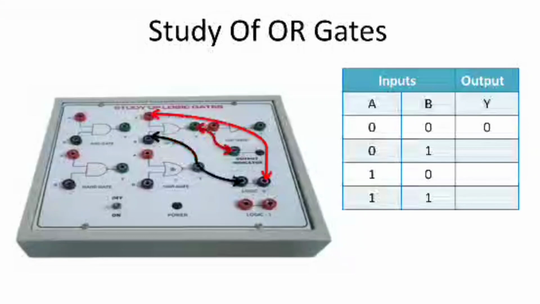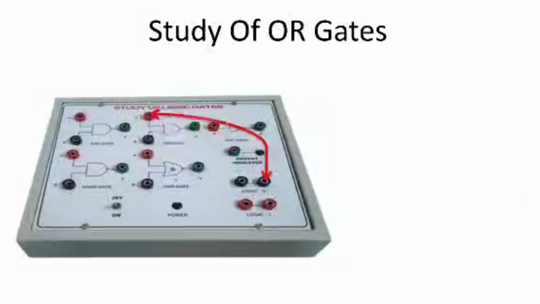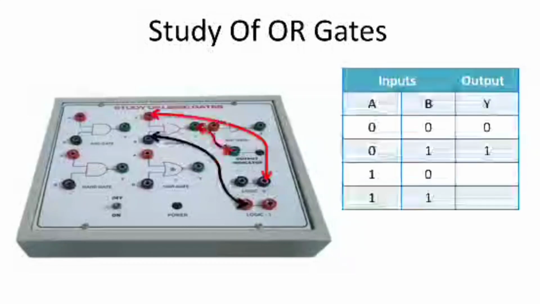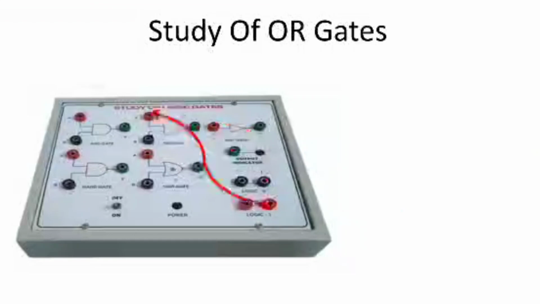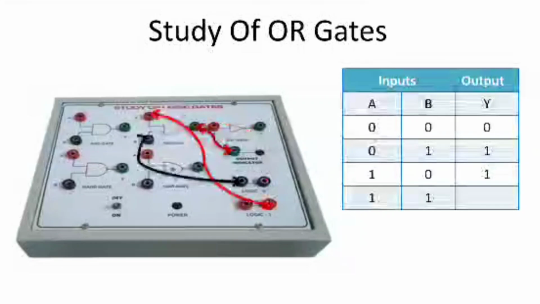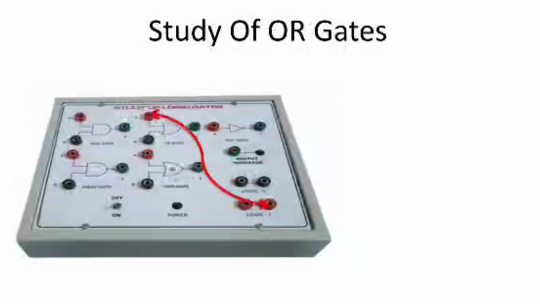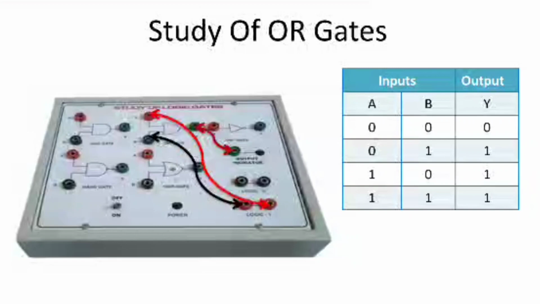Second condition is when A is 0 and B is 1. In this condition, output is 1. When A is 1 and B is 0, then output will be 1. When both inputs are high, that is logic 1, output will be 1. Thus, from the study of truth table, we can say that in OR gate, when all inputs are low, output will be low. If any of the input is high, then output will be high.